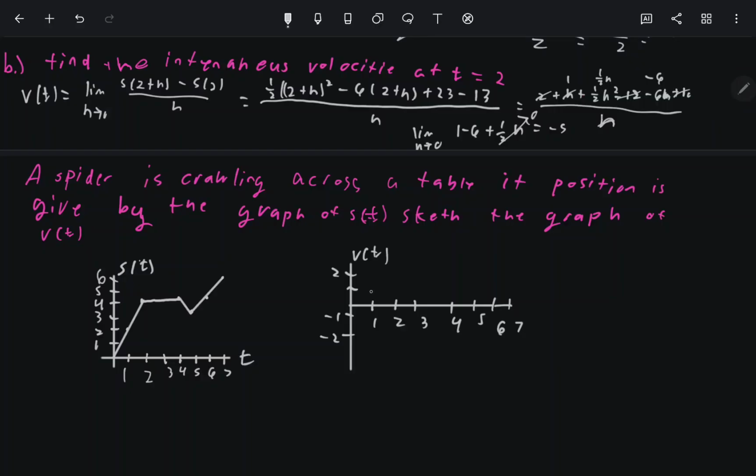So from 1 to 2, it has a positive velocity of 2. From 2 to 3, it actually has a velocity of 0, so we're going to drop it down to 0, and that lasts until 4. Alright. Then from 4 to 5, it actually has a negative velocity of negative 1. Then from 5 to 6, it has a positive velocity of 1. Alright. And that positive velocity of 1 looks to continue on.